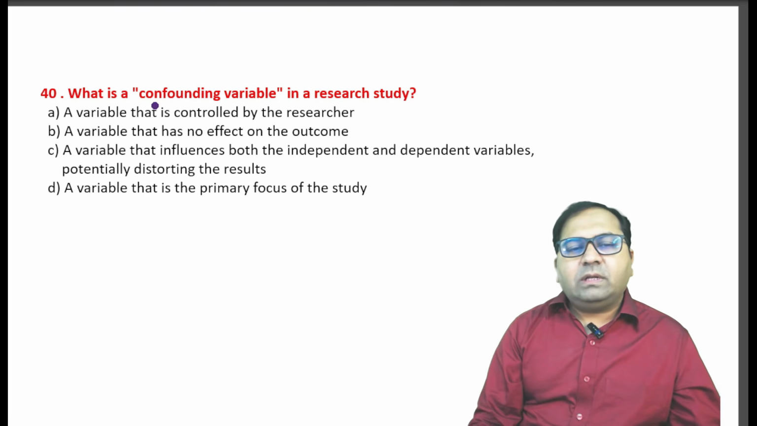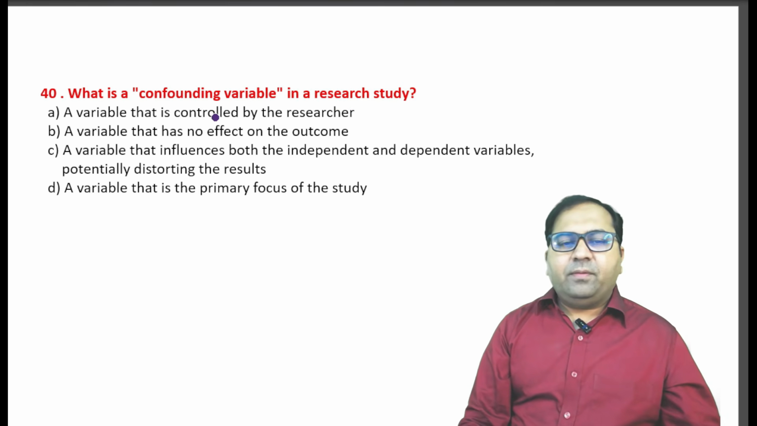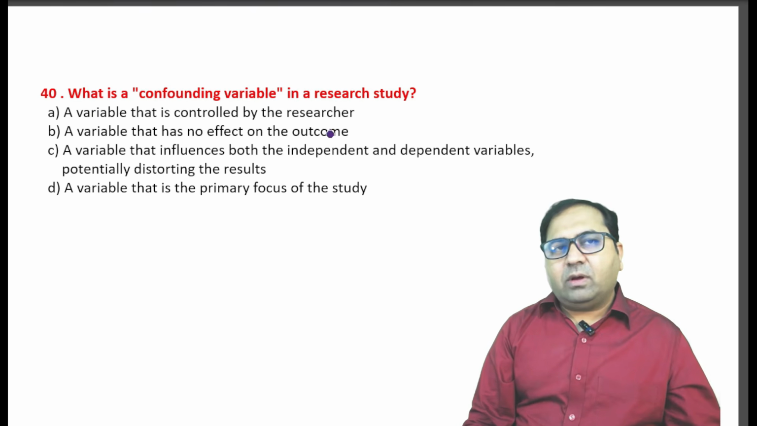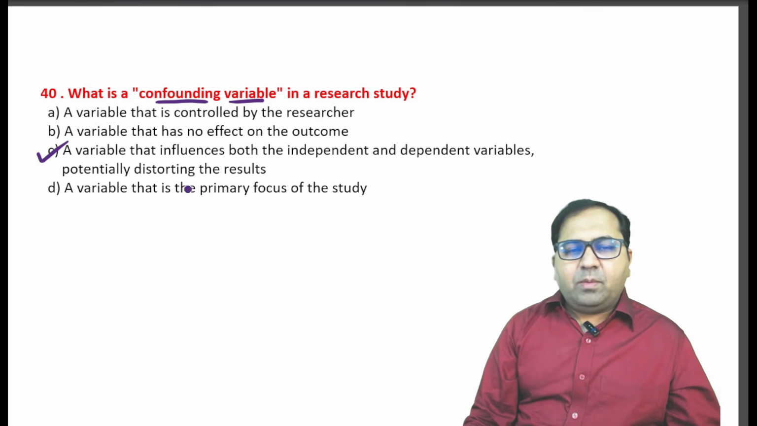Next question: what is a confounding variable in a research study? The options are A, a variable that is controlled by the researcher; B, a variable that has no effect on the outcome; C, a variable that influences both the independent and the dependent variables, potentially distorting the results; and D, a variable that is the primary focus of the study. So confounding variable. What is the answer? The answer is number C, that is a variable that influences both the independent and the dependent variables, potentially distorting the results.